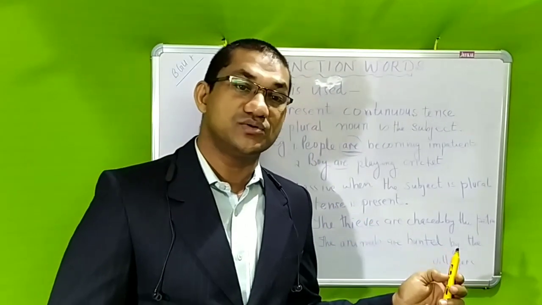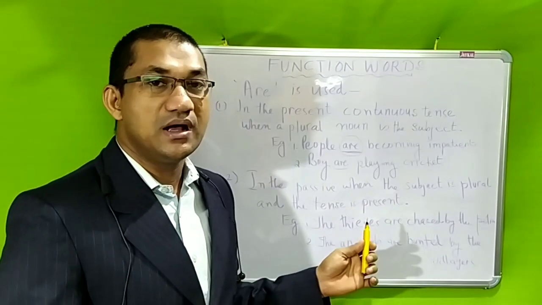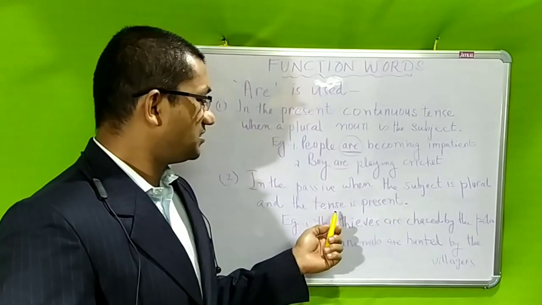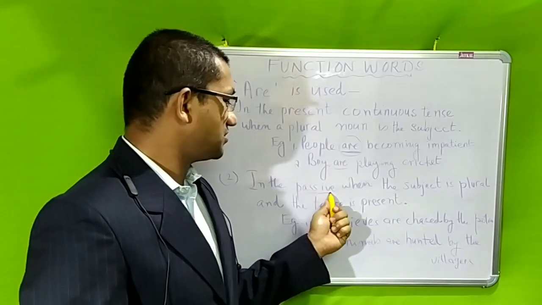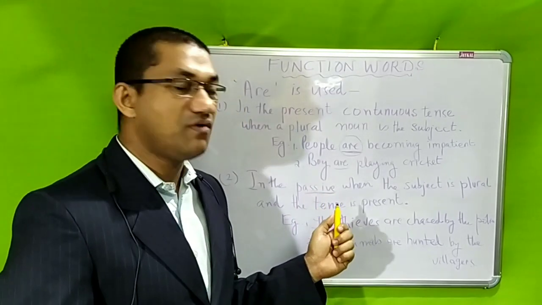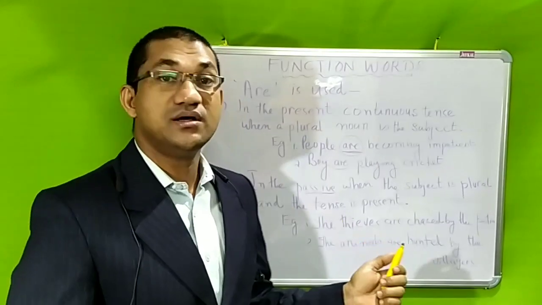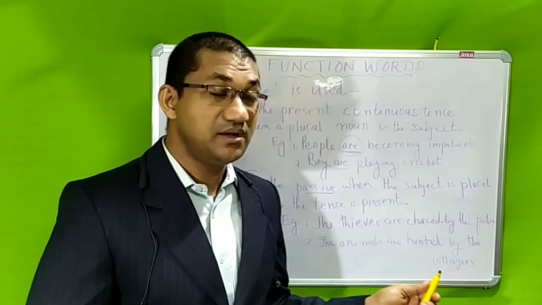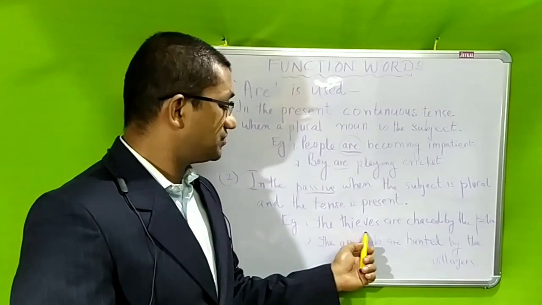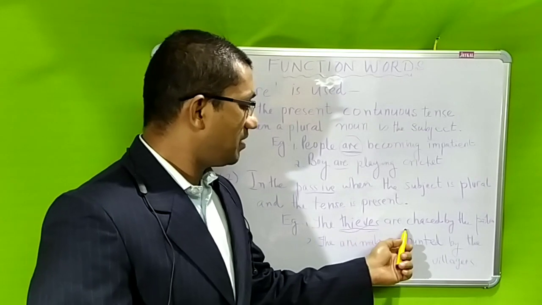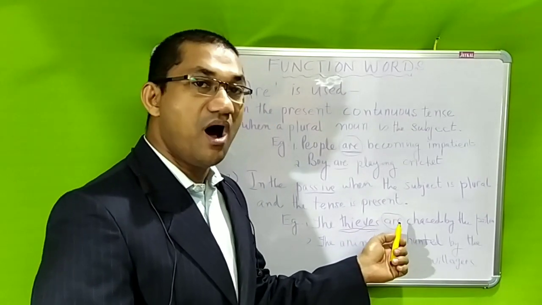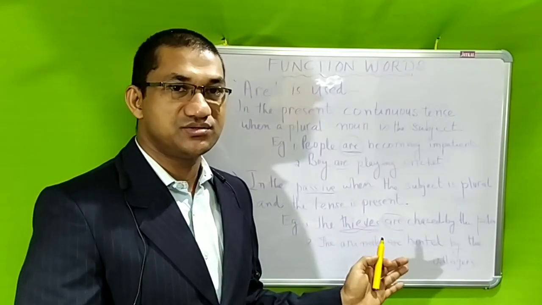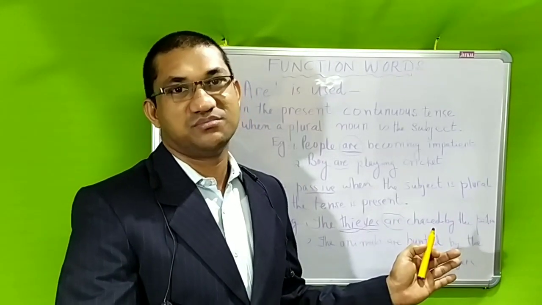And now we look at the second use of are as an auxiliary. Are is used in the passive voice when the subject is plural and the tense is present. So the second is about the use of are in the passive voice. Say, the thieves are chased by the police. The plural is the thieves, and the auxiliary verb are is used. So we have the passive voice sentence, the thieves are chased by the police.